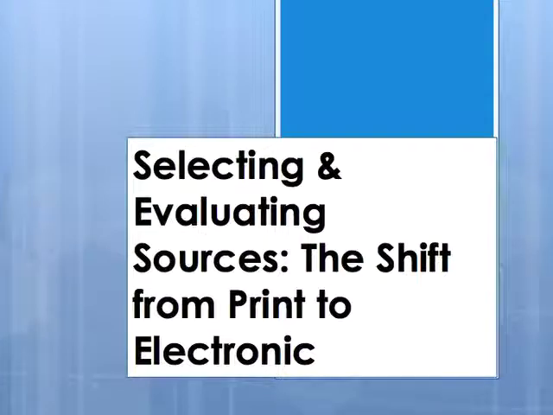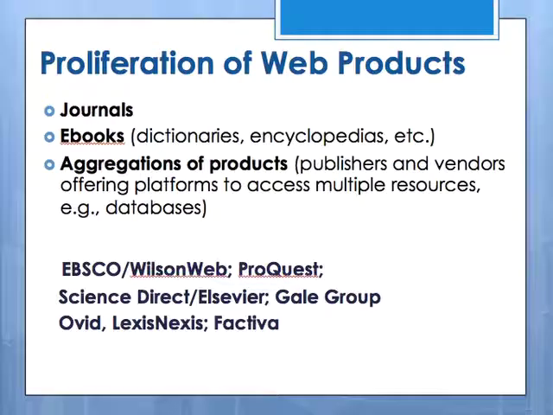Okay, so this week we are going to be talking about selecting and evaluating sources, and part of that is related to the shift from print to electronic. So, the first thing I just wanted to mention is that, as we all know, there is a proliferation of web products, and this can make it more difficult to figure out what products to purchase.